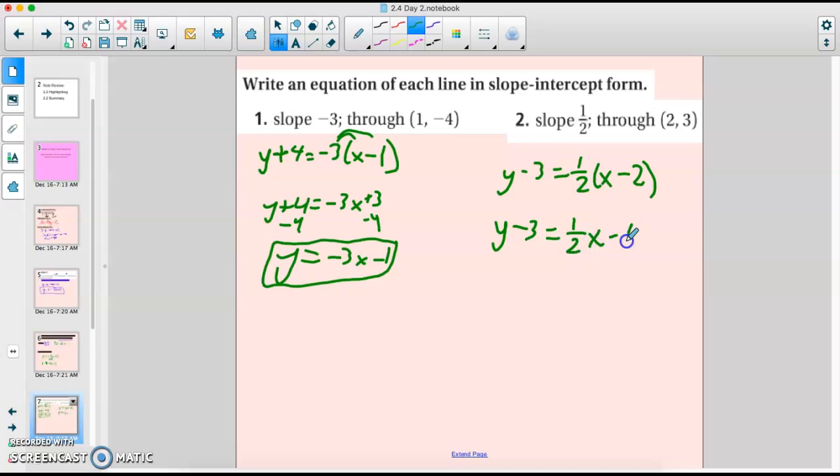Half of 2 is 1, so negative 1 there, and then we're going to add 3 to both sides, and we get y equals 1/2 x plus 2. I forgot my x in there. Sorry, 1/2 x.